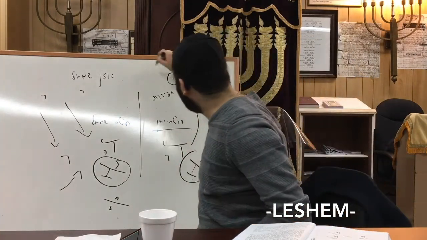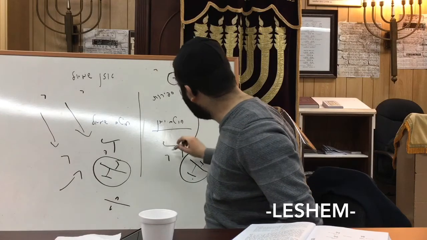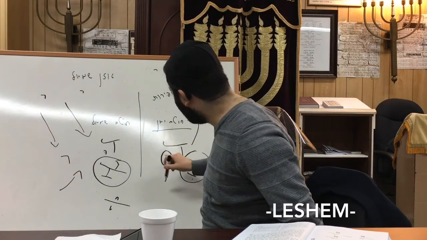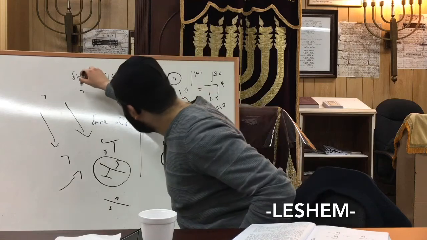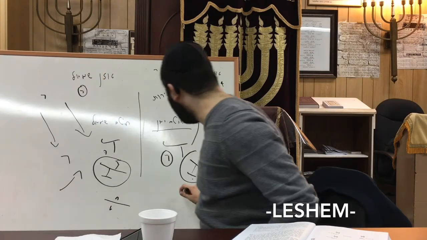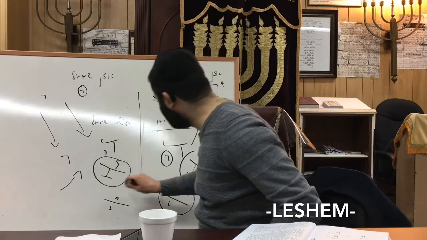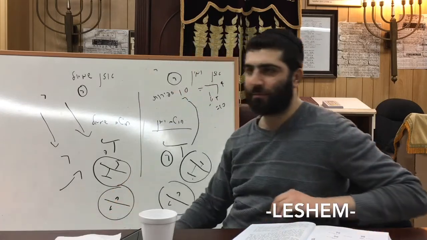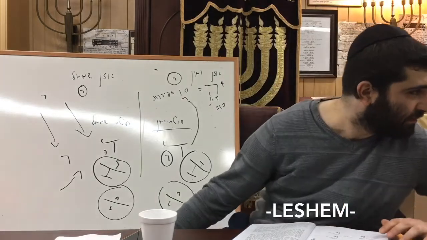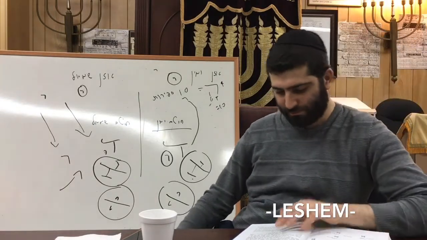I'll take the yud from the right ear, the vav from the right nostril, and the yud from the left ear, and I get another yud, vav, yud. So how many olives do I have altogether? 4. Okay? Make sense? So what are we getting out of these 4 olives?